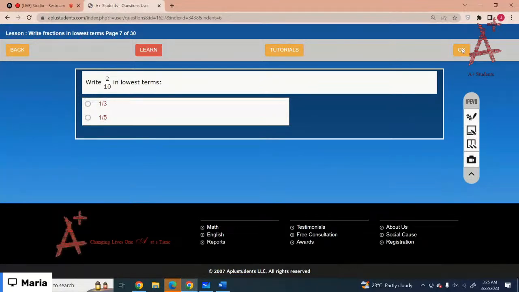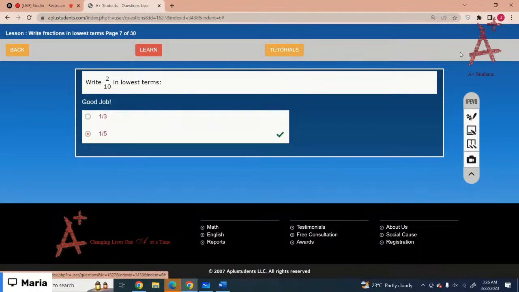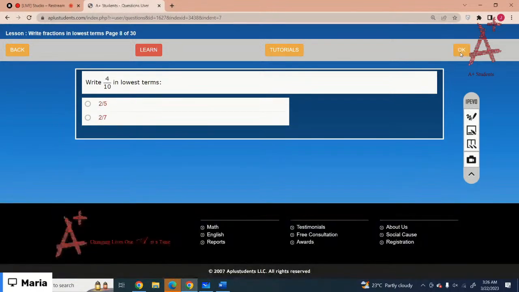Okay, write 2 by 10 in lowest terms. So which is the correct option? Yes, very good. That would be 1 by 5. You can divide them by 2. The greatest number that can divide them is 2. Okay, write 4 by 10 in lowest terms. So which is the correct option? Yes, you can divide them by 2. So when you convert them to the lowest form, it is 2 by 5. Oh, that would be 2 over 5, not 2 by 7. So it would be 2 over 5.